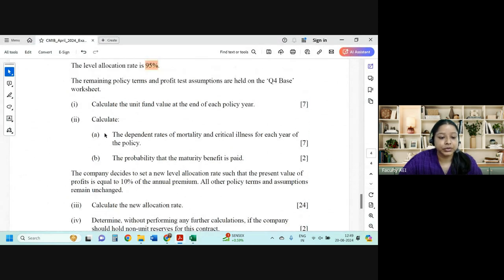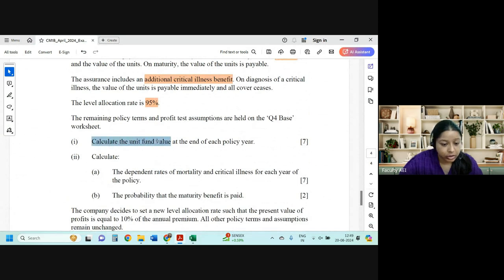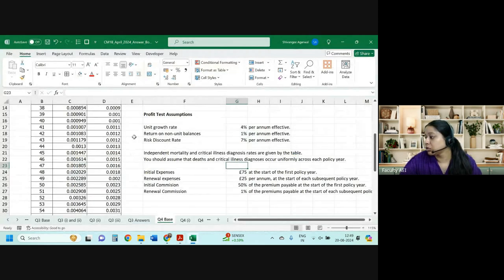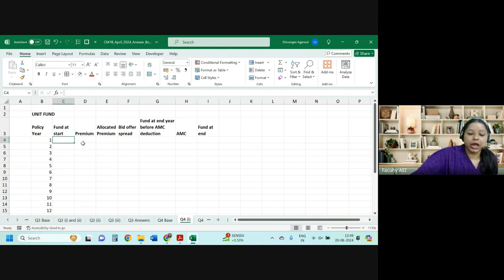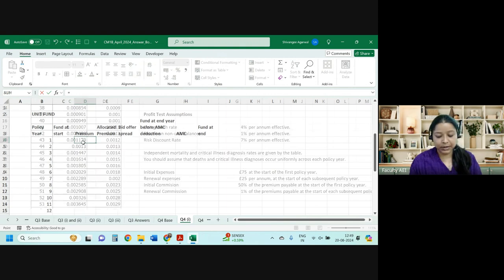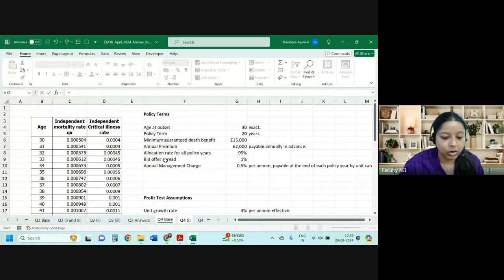Next, calculate the unit fund value at the end of each policy year. Basically, the unit cash flows you need to calculate. Okay, let's start. First, they've made the table for you. Fund value, usually they may or they may not. In Question 3 they did not make the table. So it depends. Fund at the start, nothing here. Premium will have slightly different calculations. Premium is this 2000, right? Make it absolute and drag.